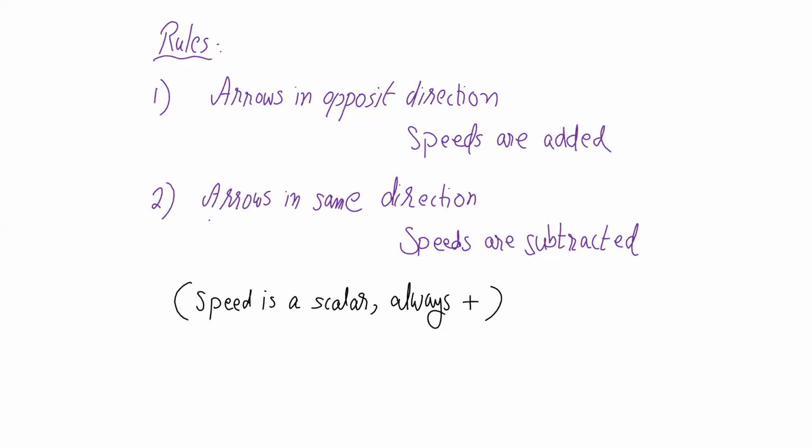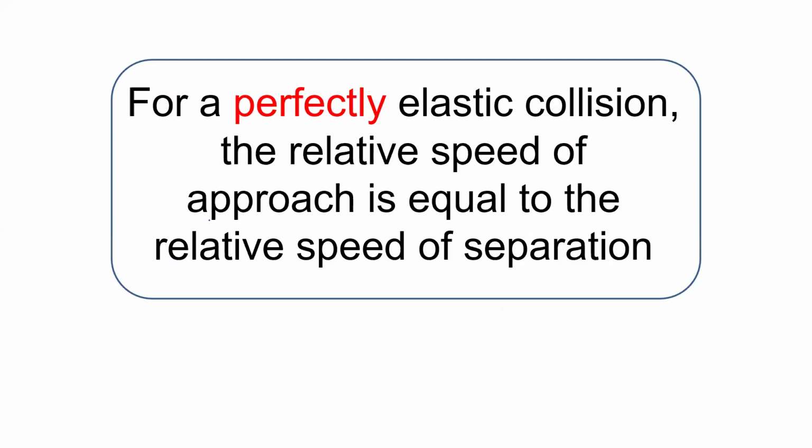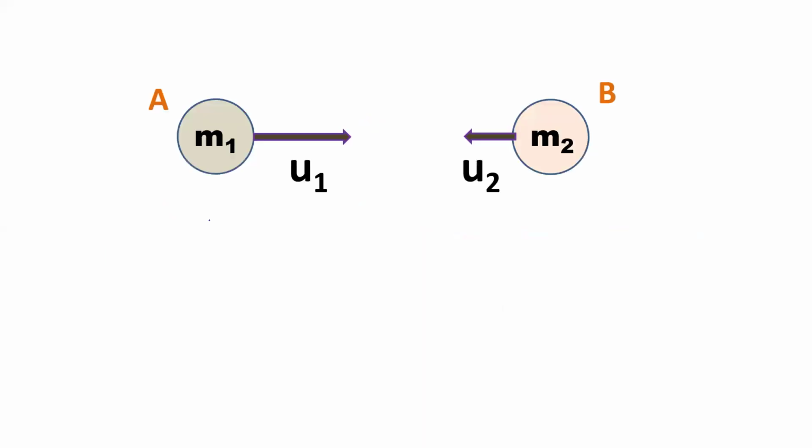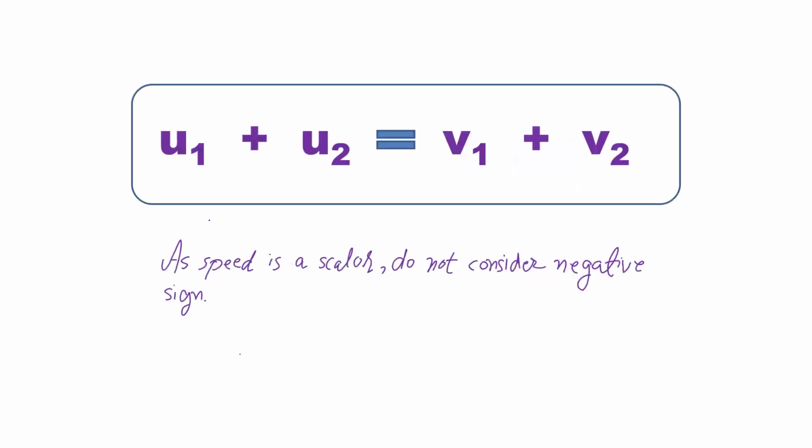So when you see the planets moving, this is an example of relative speed. What are perfectly elastic collisions, like gas molecules? For a perfectly elastic collision, the relative speed of approach is equal to the relative speed of separation. They collide, this is approach. They rebound, this is separation. So this is called relative speed of approach equal to relative speed of separation.